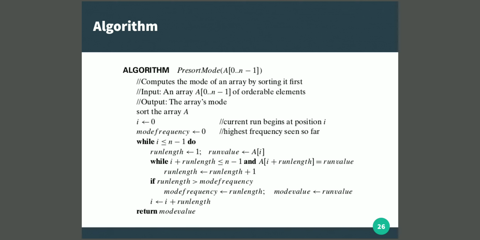And after that, we increment i with the value of run length: i is equal to i plus run length. Once we have reached the end of the loop, when i is no longer less than n, the while loop stops and we return the mode value. So this is how we can apply pre-sorting to find the mode of an array of elements.